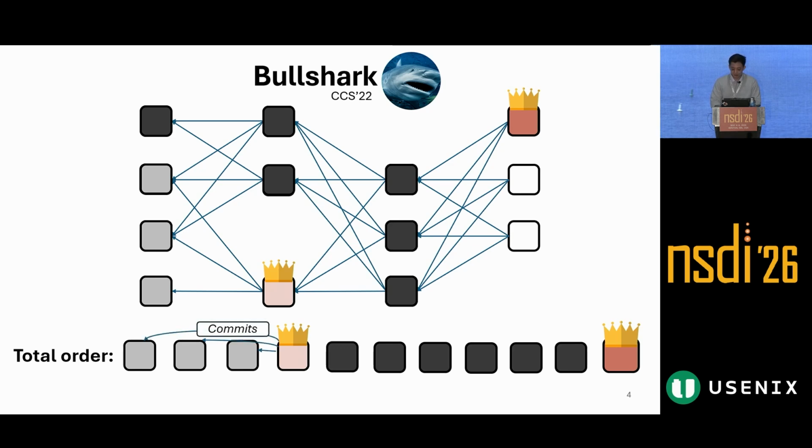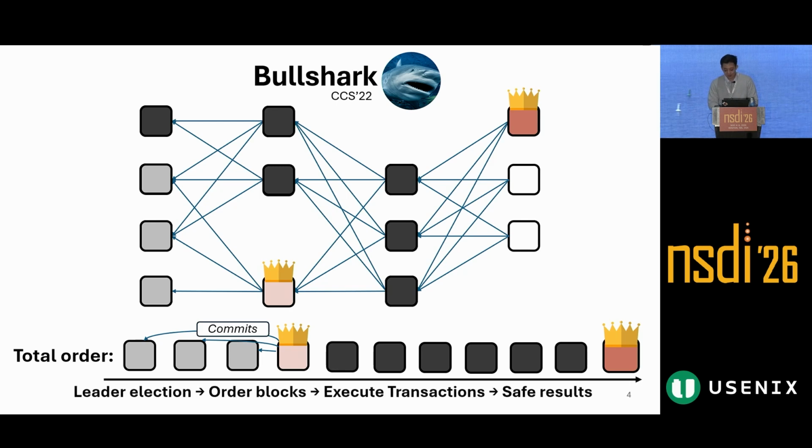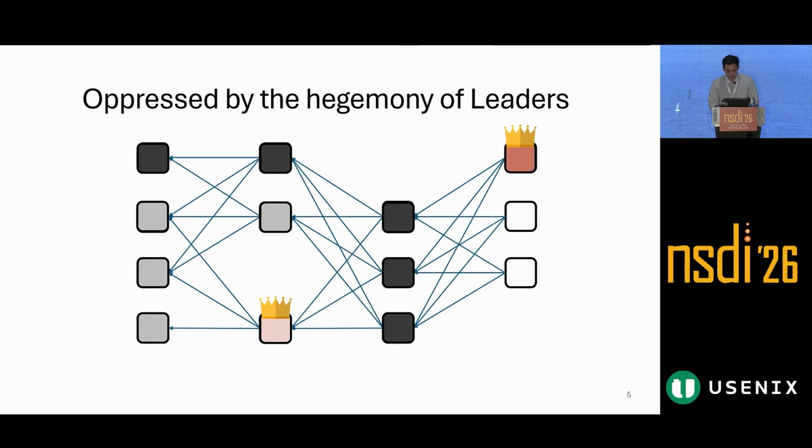In Lemonshark, we say that a committed leader commits the blocks in its causal history. So that is to say, the red leader committed the gray blocks upon obtaining sufficient votes. Finally, the transactions within these blocks are then executed in this total order sequence, yielding finalized results. But herein lies a problem.